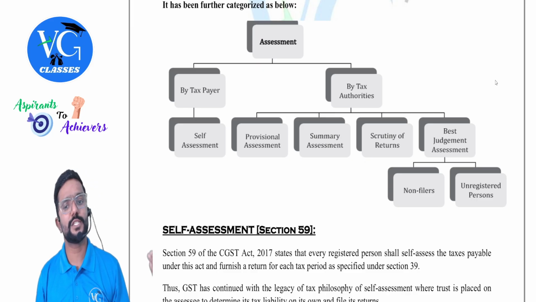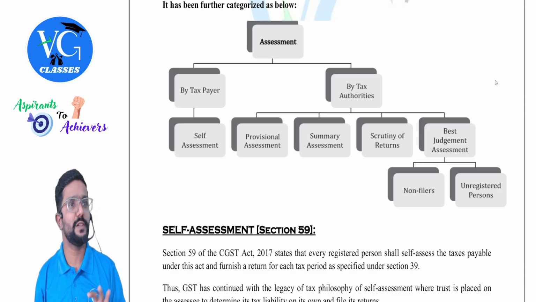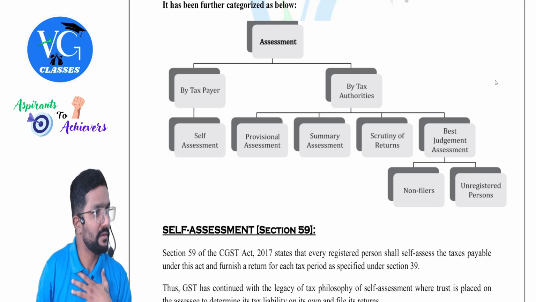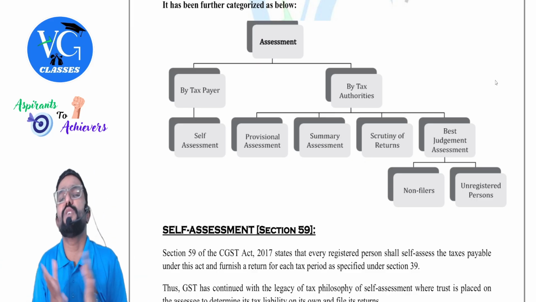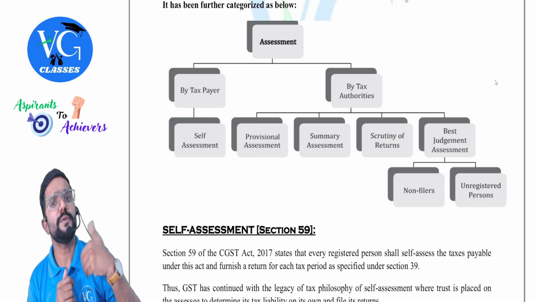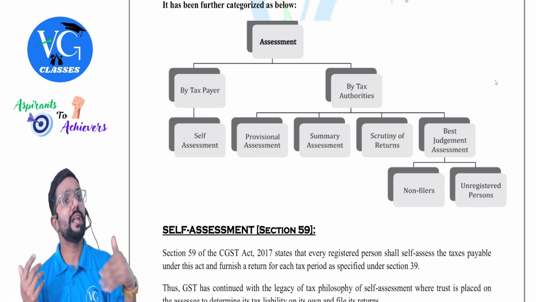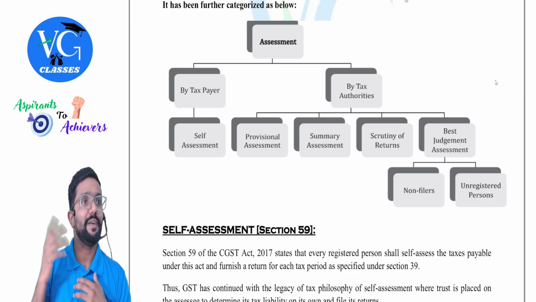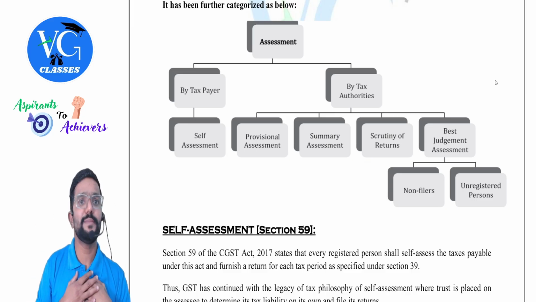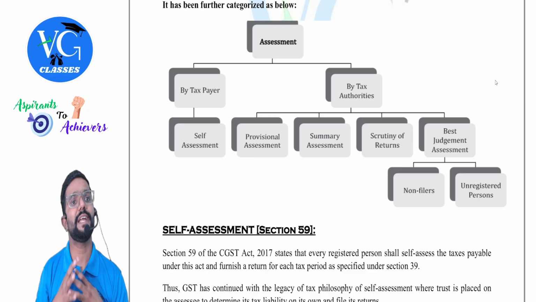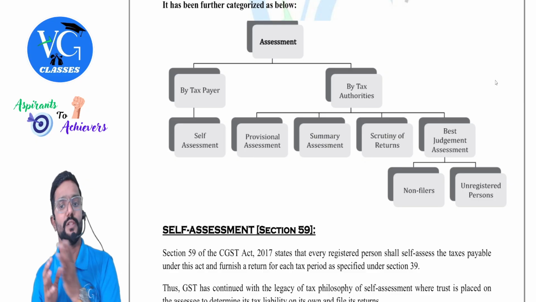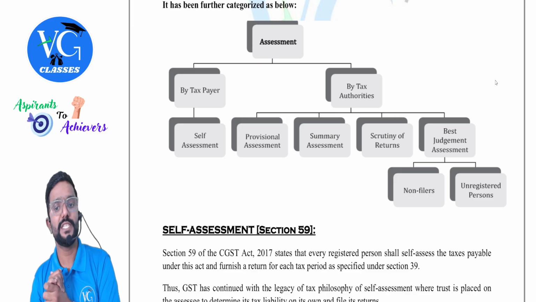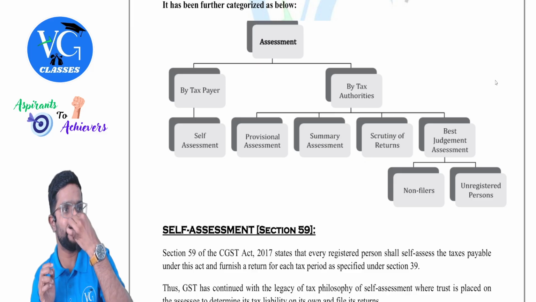Next, summary assessment, scrutiny of returns, best judgment assessment also is the assessment where if I fail to do anything, or I have done but not disclosed all the information, or I was supposed to pay tax but not paid, or I have short paid, so they have a doubt on me. Can they start the assessment? Yes, the proper officer can do the assessment, guys. Those things are there. Okay, under best judgment assessment, non-filers and unregistered persons will come.